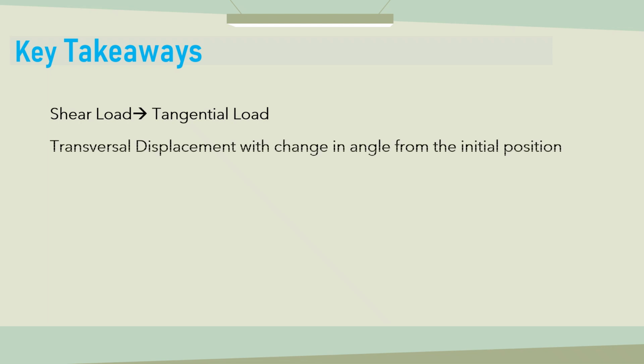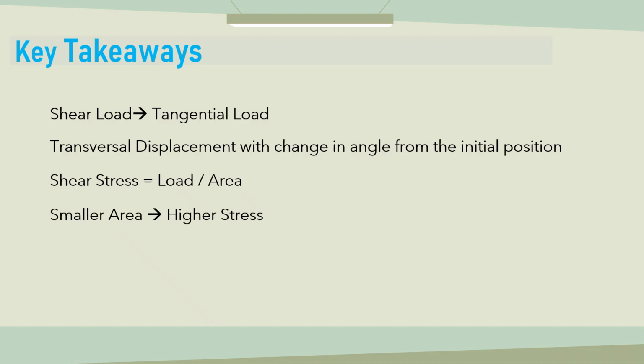Let us summarize the key takeaways from this video. Shear load is a tangential load acting on a body. It causes transversal displacement with change in angle from the initial position. Shear stress is equal to load divided by area. For the same load, a smaller cross-sectional area results in higher shear stress.